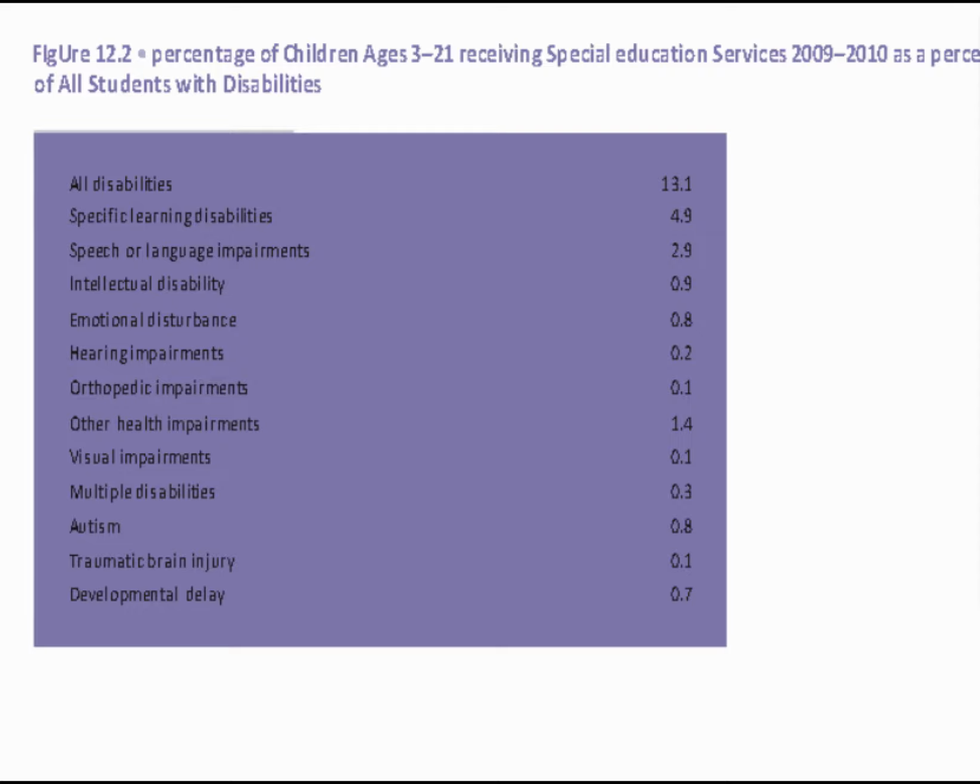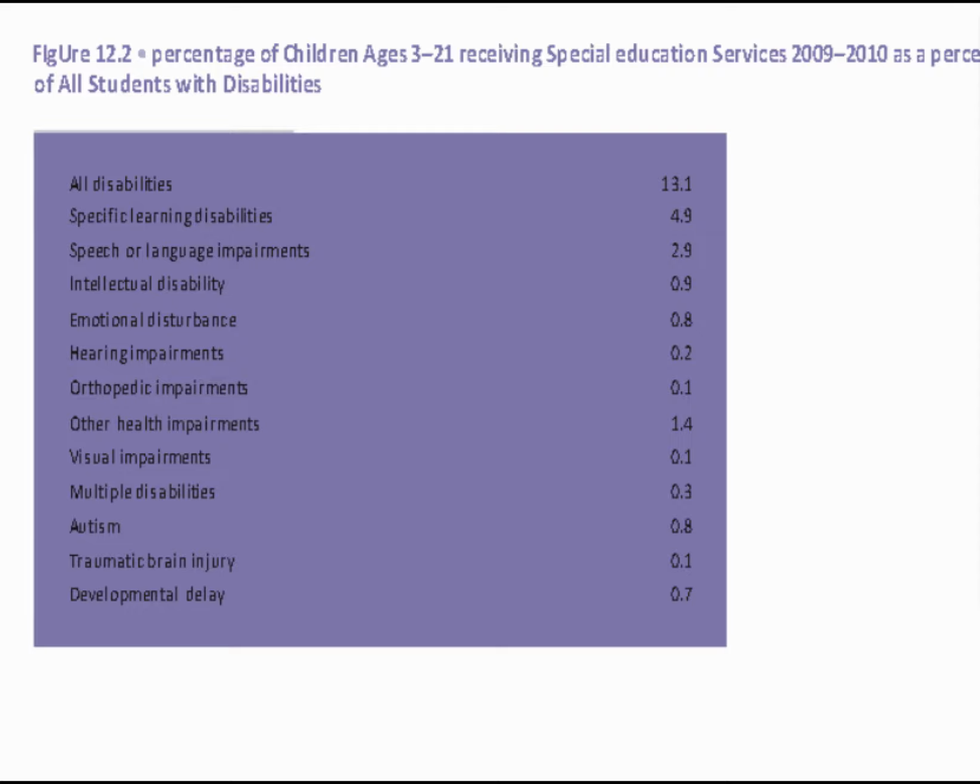Of that 13.1, 4.9% of them are labeled with having a learning disability. 2.9 are speech and language. Now, when I was going to school, speech and language was the highest. Learning disabilities, which we used to call minimal brain dysfunction at one time, and then not specific learning disabilities, just learning disabilities, it was less. It was the second highest, but it was less. Intellectual disabilities is 0.9% of that population. Hearing impairment is 0.2. Orthopedic impairment, which is like physical disabilities, is 0.1.